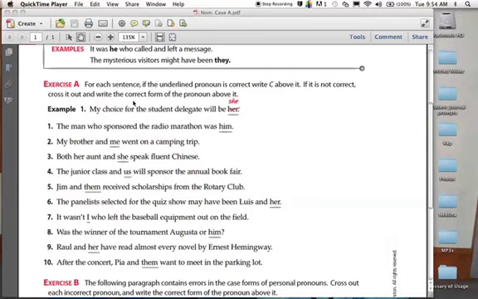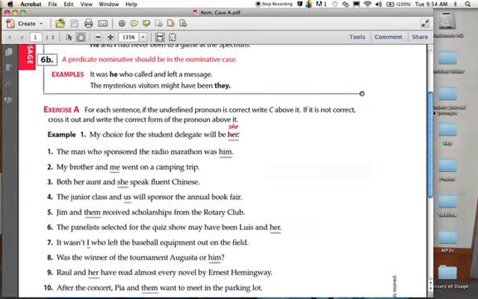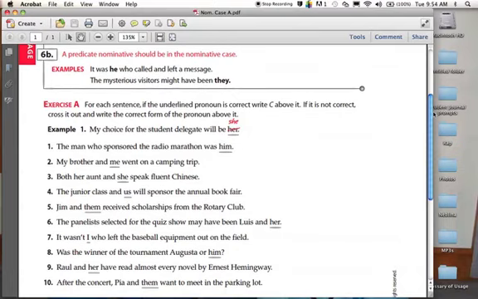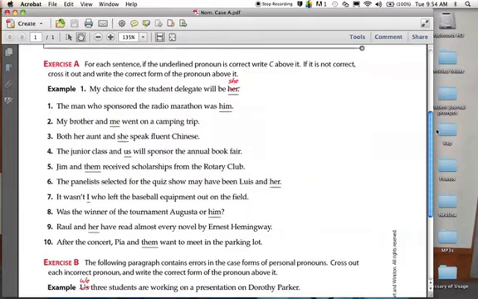All right, so here's our first exercise. What's it called? Nominative case A. For each sentence, if the underlined pronoun is correct, write C above it. If it's not correct, cross it out and write the correct form of the pronoun above it. So what I want you to do is just get a sheet of paper and just write the correct pronouns.